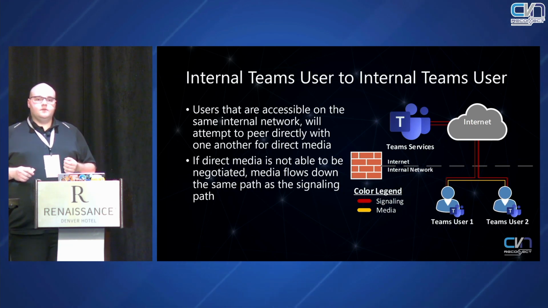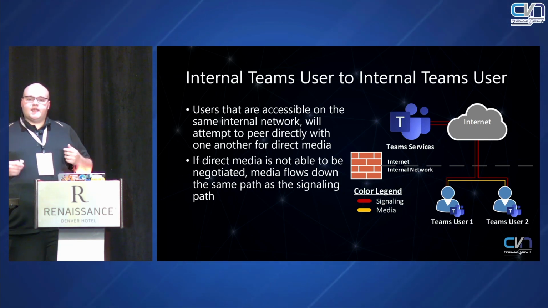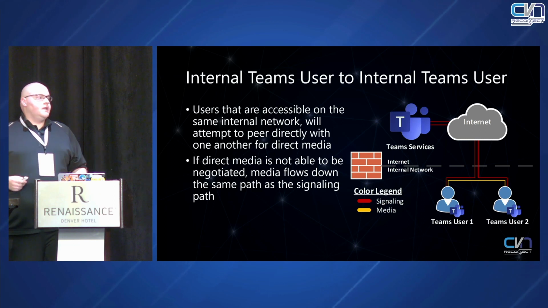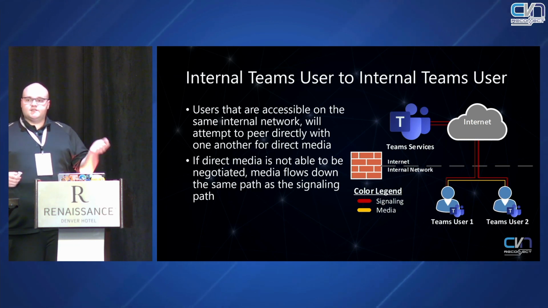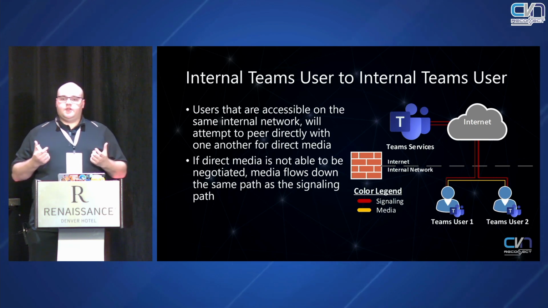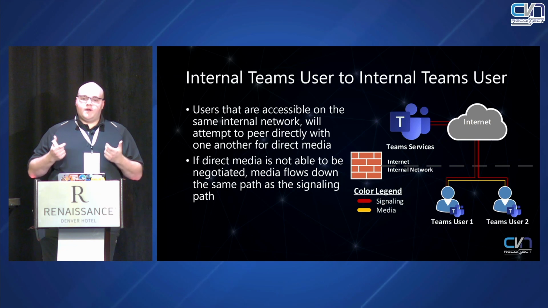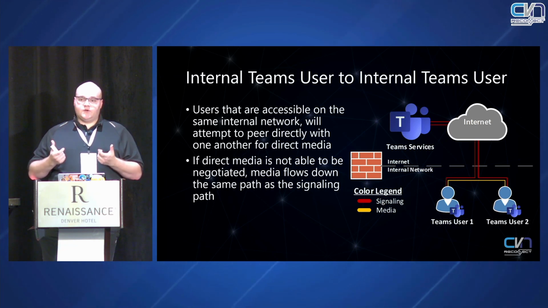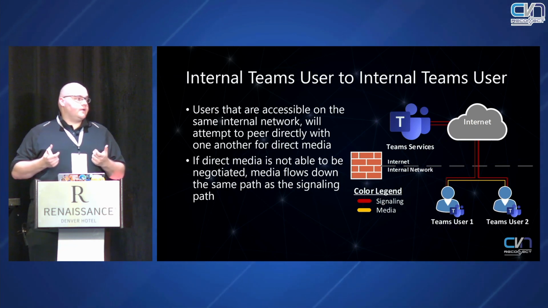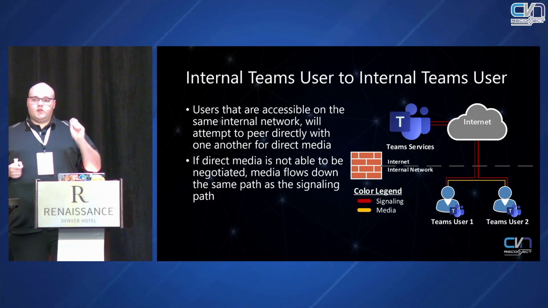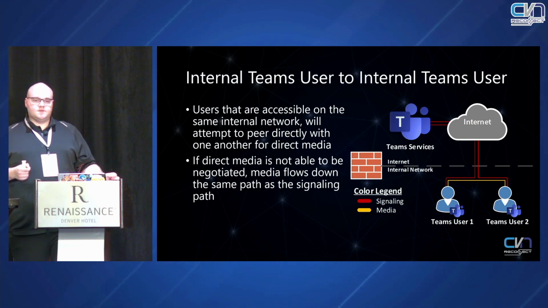That's going to be their signaling. That's going to go out to the internet, go to Teams, and say, hey, I need to call user 2. And at that point, it's going to come back and say, hey, user 2, user 1 wants to call you. The two users are going to communicate with each other and say, hey, here's my IP. Can you reach me? At that point, if both users can reach each other via their internal IP on the corporate network, the media path is going to go right from client to client, on supported clients.